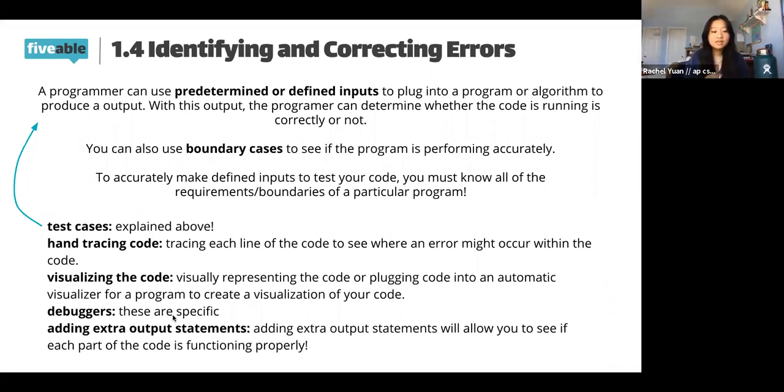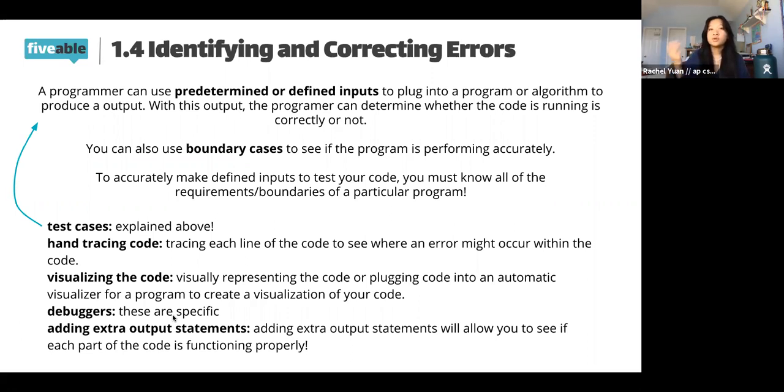And then the last way is adding extra output statements. This kind of sounds weird, but if you output each section, kind of like how I described in the incremental development process, if you output each section of your code to find certain numbers, you can see where one part of your code might have gone wrong.